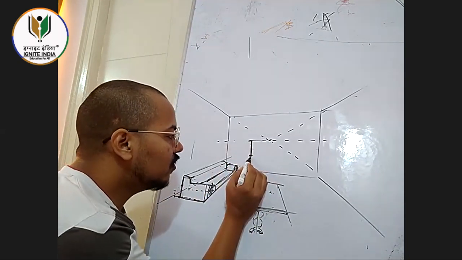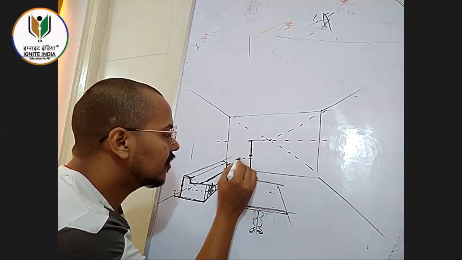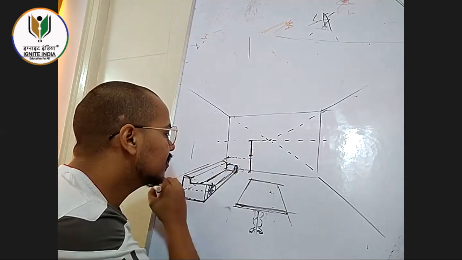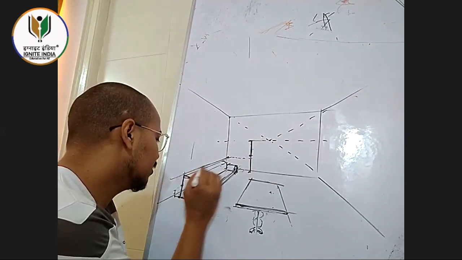Now a little bit below, you have it here, right? From here you manage this line. That will be the height of the sofa here. Also, you'll find it.